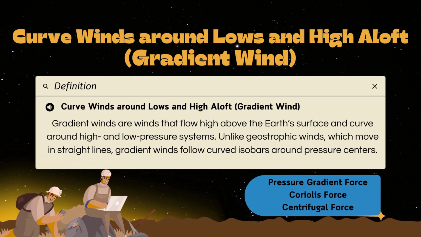Next, we have the gradient winds. Gradient winds are winds that flow around curved isobars near highs and lows aloft, where three forces are balanced. These three forces are the pressure gradient force, the Coriolis force, and the centrifugal force. Due to the presence of the centrifugal force in gradient winds, they flow in a curved form along a curved isobar.